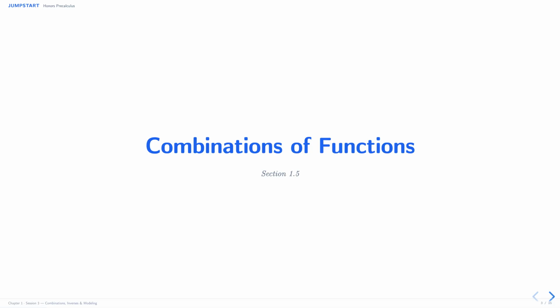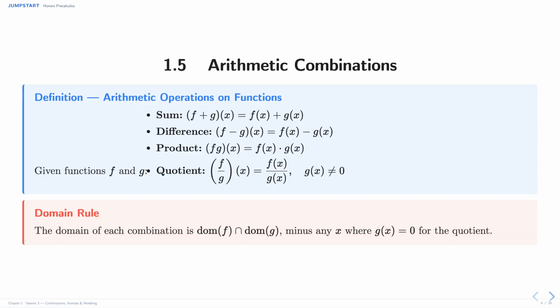Let's dive into combinations of functions. We already know how individual functions work, and now we will learn how to combine them to create new functions. In this section, we will define arithmetic combinations of functions. Given two functions, the sum is found by adding their outputs, the difference by subtracting, the product by multiplying, and the quotient by dividing, as long as the denominator is not 0.